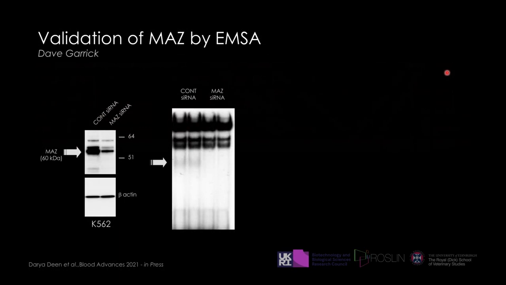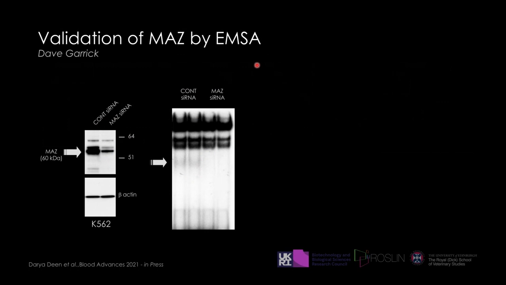So then we had to validate if MAZ was indeed the right candidate. So we did 5 different ways to validate this. The first way to validate it was to knock down MAZ, to remove MAZ from the nuclear extract. So at the time we did siRNA to deplete most of MAZ here in K562 cells, and you can see that indeed the complex has disappeared.